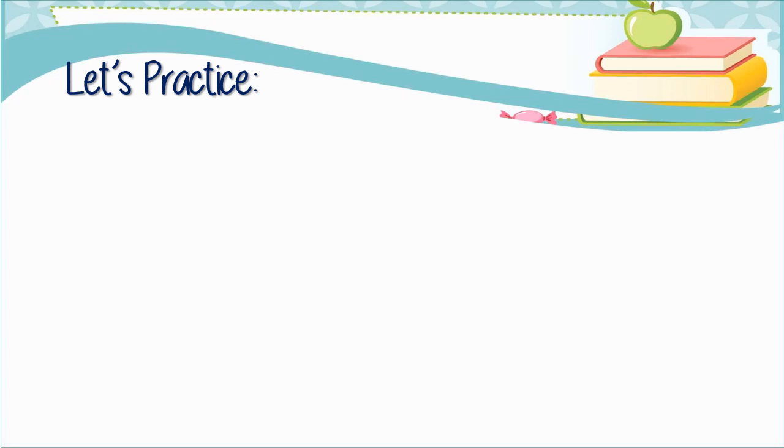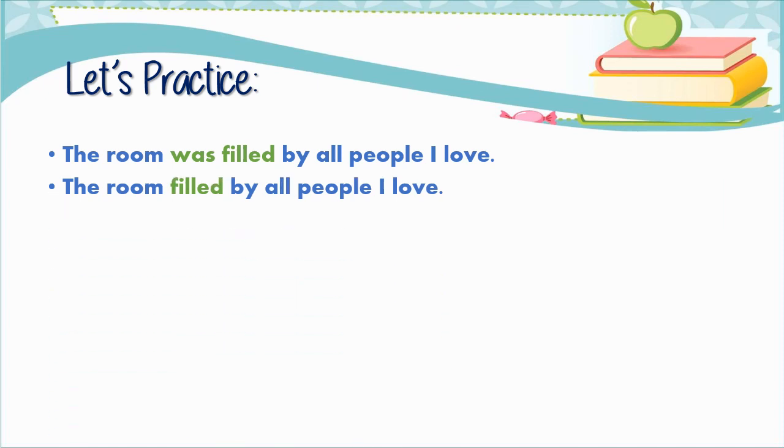Now it's time to practice. I will present you two sets of sentences and I want you to focus on the grammar structure. One of them is incorrect and we will discover. The room was filled by all people I love. The room filled by all people I love. Which one is correct? Number 1 or number 2? Yes, number 1. It is correct, and it is written in passive voice, but the second one is not.